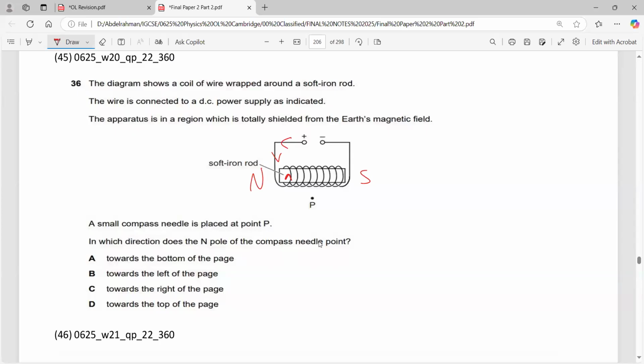Can I draw the magnetic field? Yes, I can draw the magnetic field. It's moving from the north pole to the south pole. So the answer would be, if I have a compass at point P, it would be directed towards the right of the page, using your right hand rule grip.